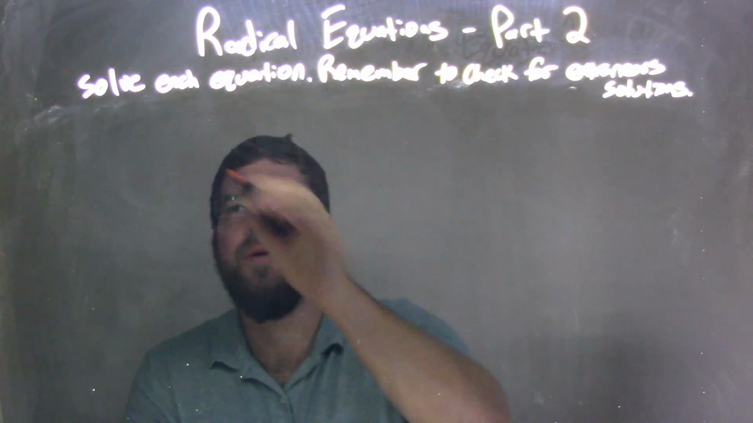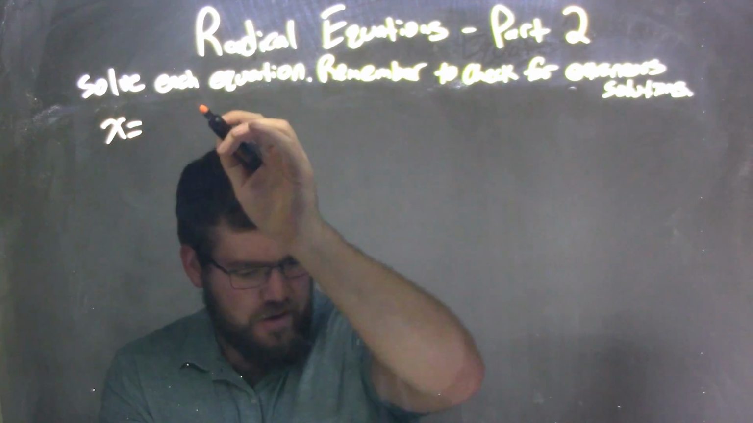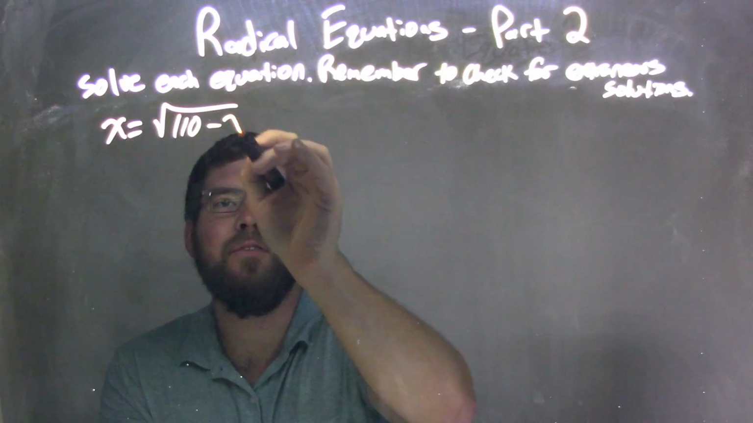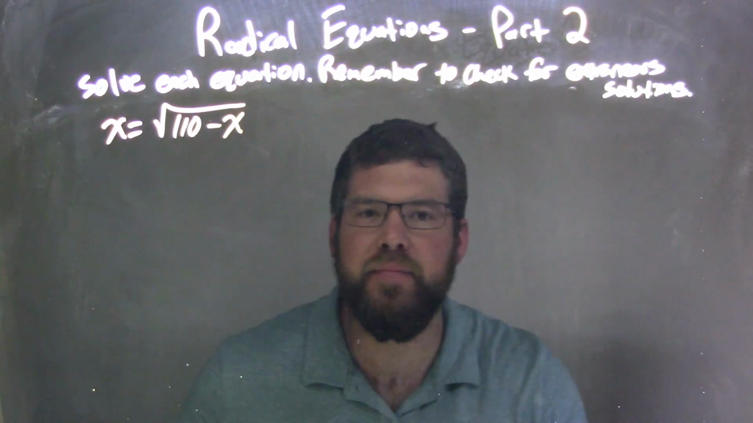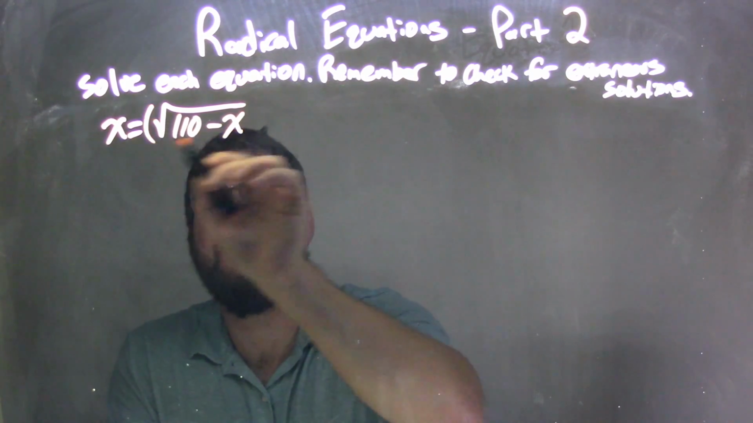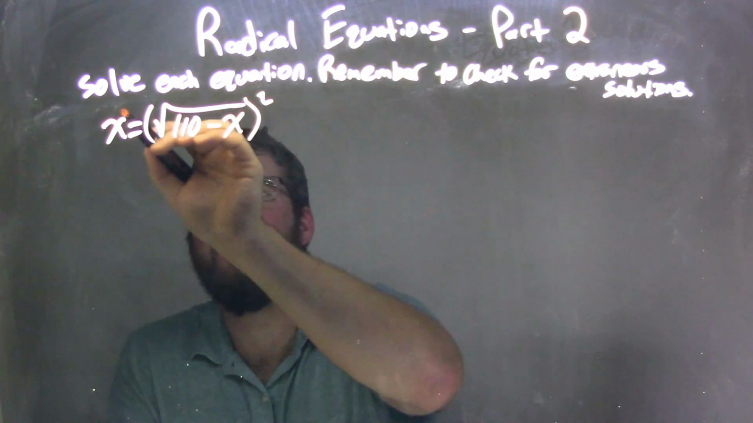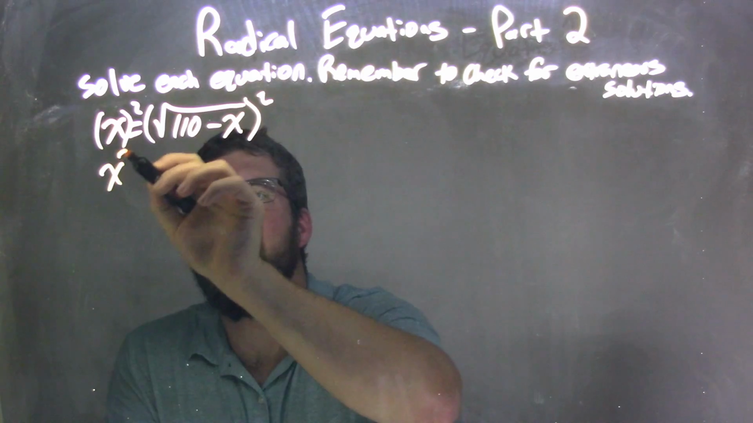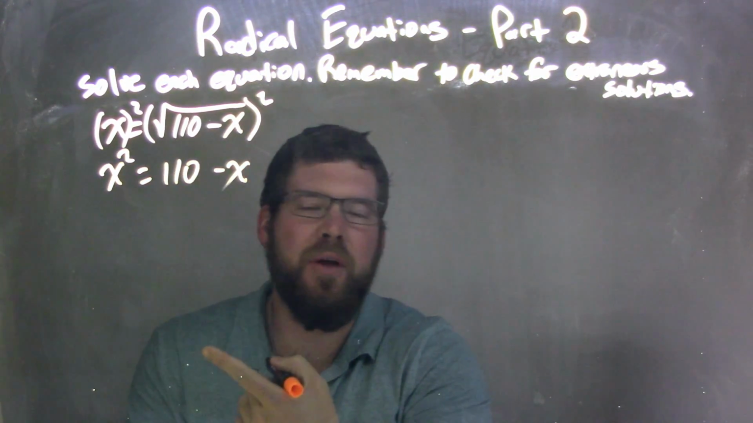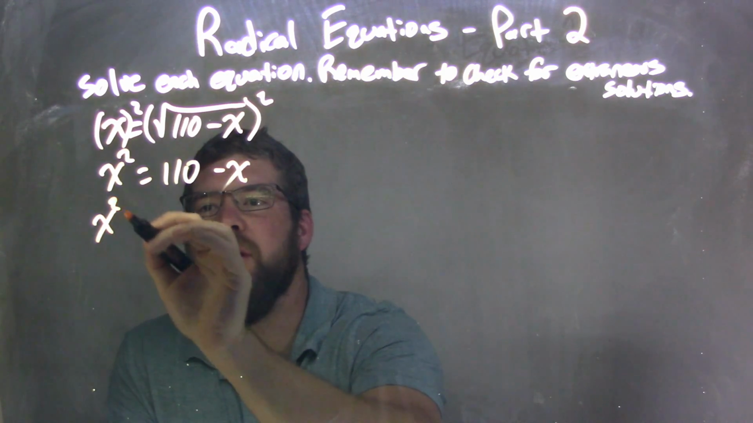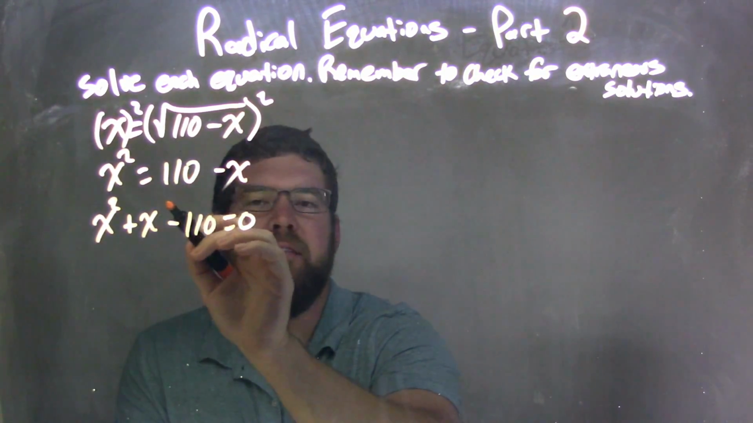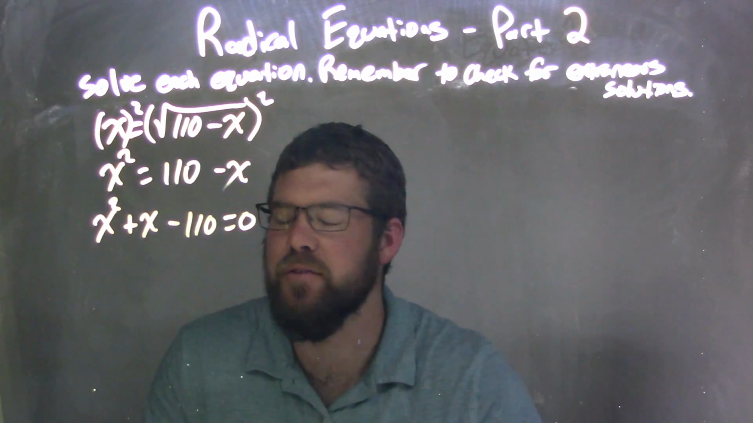So if I was given this equation, x equals the square root of 110 minus x, okay? Well, first thing, I've got to square both sides. Let's get rid of the square root. So I'm squaring here, left with x squared equals 110 minus x. Then I'm going to bring everything over to the left-hand side. So we have x squared plus x minus 110 equals 0, subtracting 110 on both sides and adding the x.